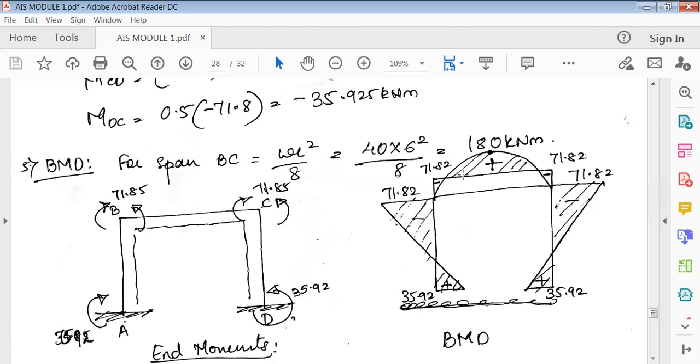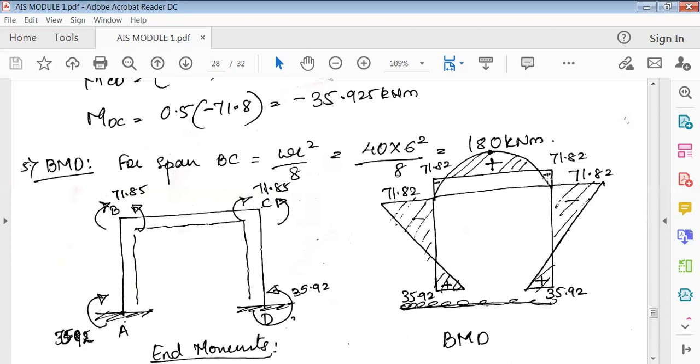Similarly, next in the BC portion there is a load here. The free bending moment for span BC, since it's a UDL, is WL square by 8. Substitute all the values here, then it is 180 kilonewton meter. First mark this. Then see here, this portion again tries to move upward. All the fixed end moments in the beam try to move upward. So I'll show here 71.82 and here also 71.82. Then draw the straight line here. These are negative bending moments, end moments.